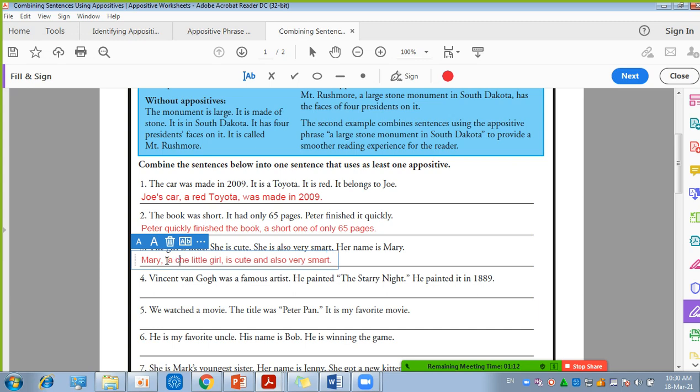Can I say that in a different way? Yes, you can say Mary, a cute little girl, like this. Is also very smart. Okay, or without also. Yes, it would be. It's very smart. Mary, a cute girl, is very smart. Both of them are correct. Thank you, Zena.